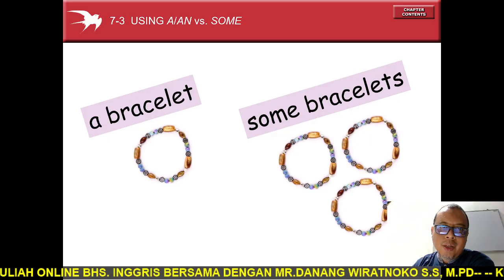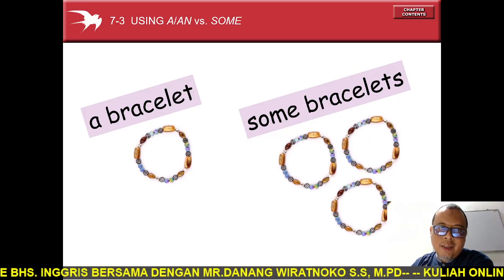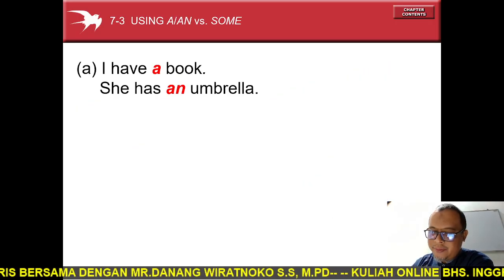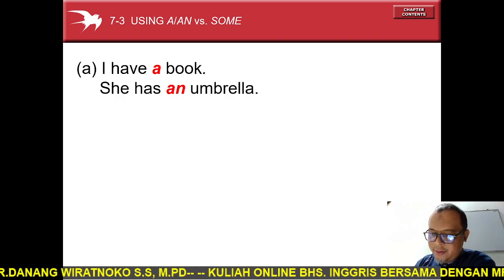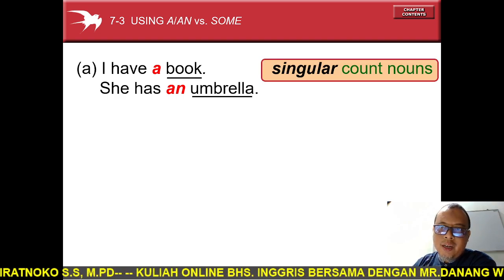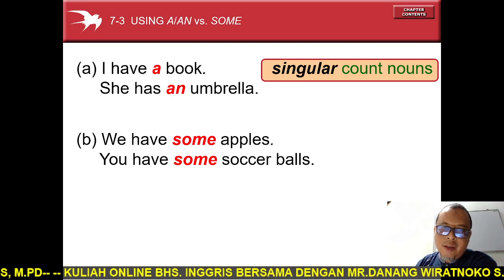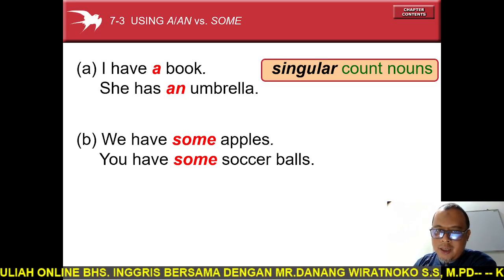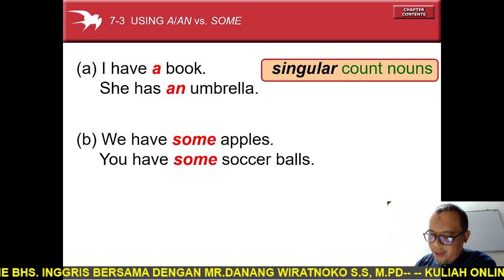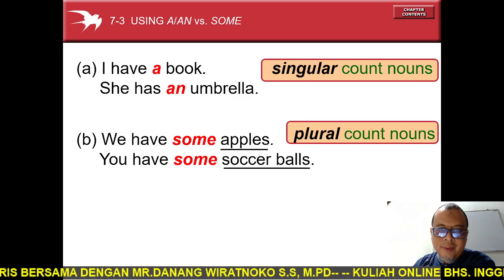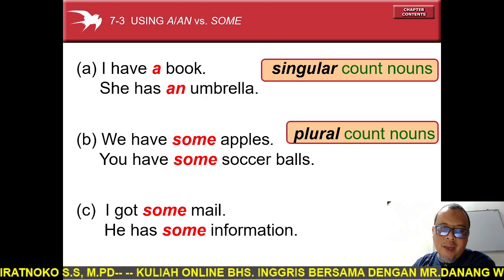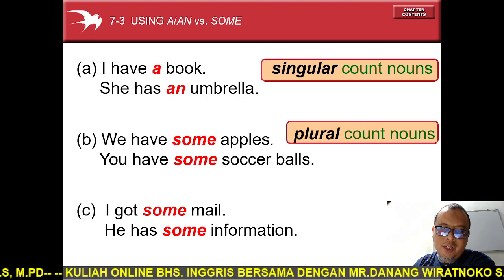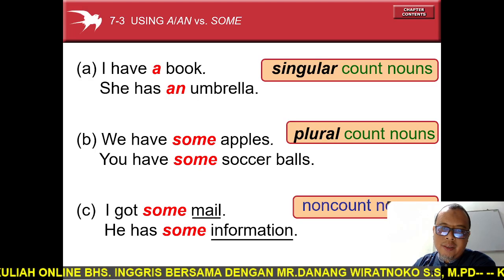Okay, next one, we can use "a", "an" and "some". Okay, I have a book. She has an umbrella. Singular countable nouns. Okay, we have some apple. You have some soccer ball. Okay. And then plural, some apples. You have some soccer balls. Then I got some mail. He has some information. Uncountable nouns.